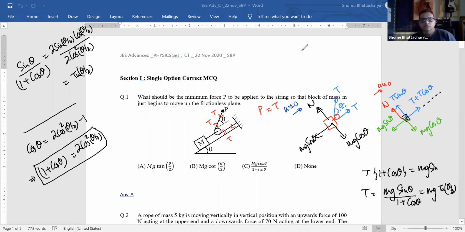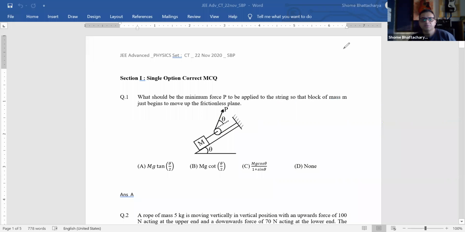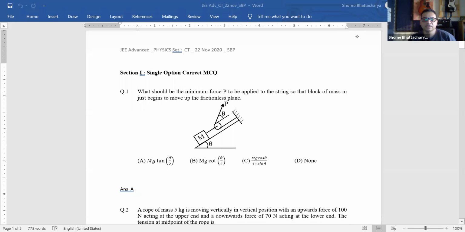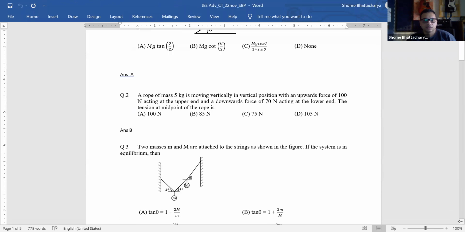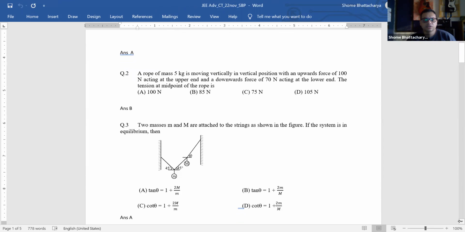Okay. So often in a question like this, it can happen that you have made the free body diagram and everything correctly, but just the trigonometry step you missed out. So you have to be a little careful about these things. Yeah. Anybody has a doubt in the second or third question?